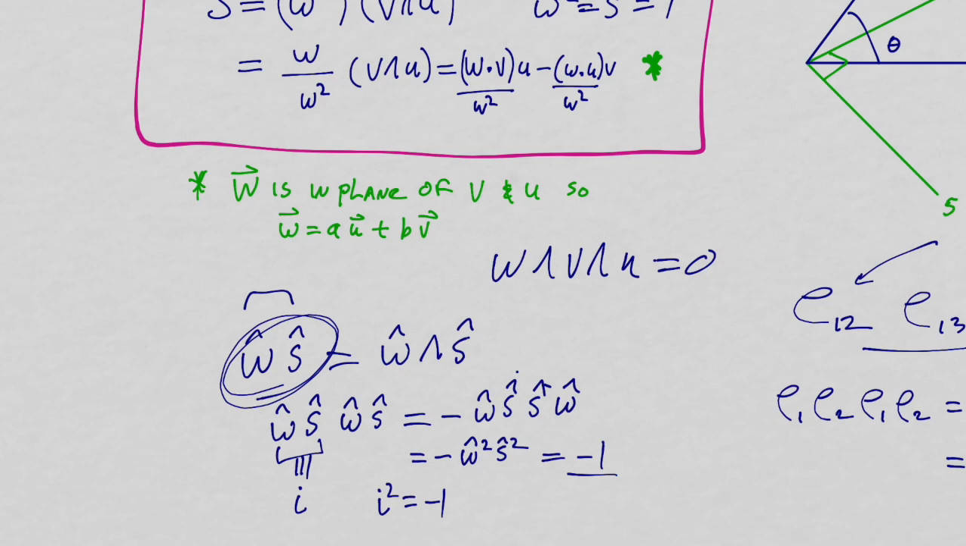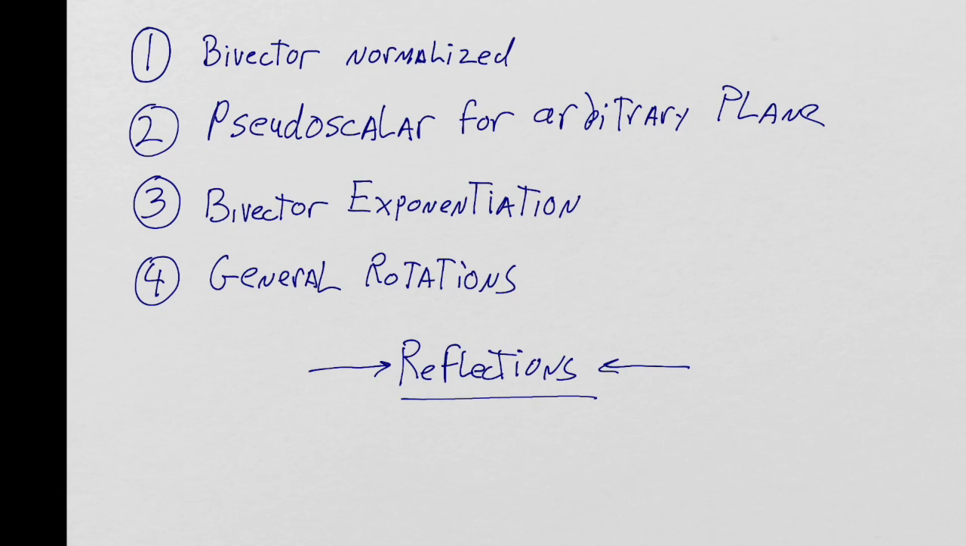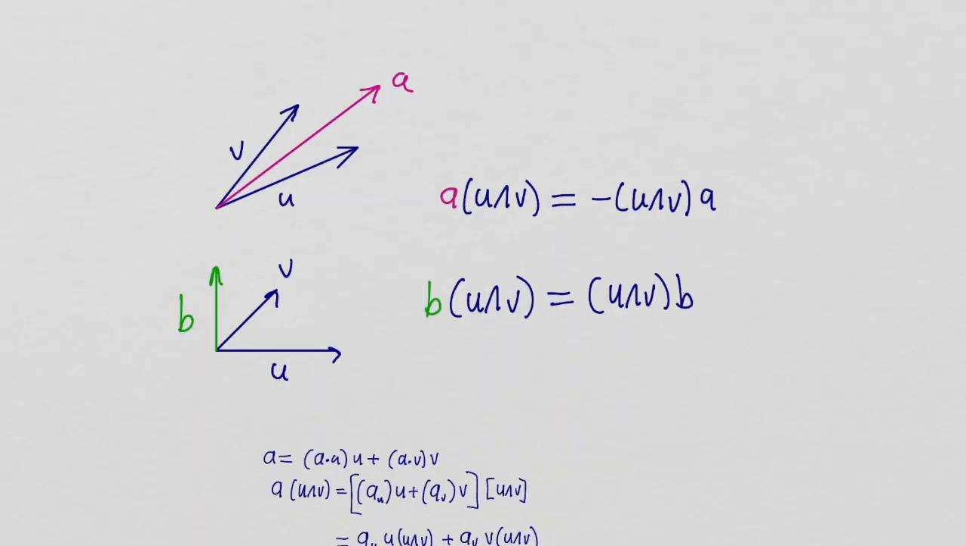Okay, so that's done. All right, so now we will go down the road of bivector exponentiation. There are a few preliminaries. It's important to understand how vectors in the plane of a bivector u v, and vectors perpendicular to the plane of the bivector of u and v, behave vis-a-vis the bivector.